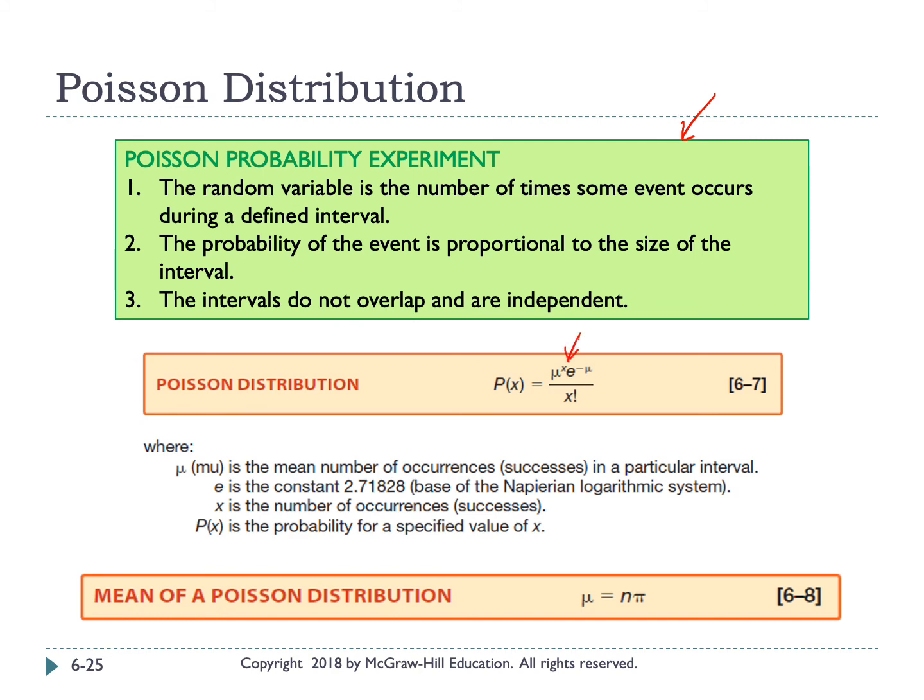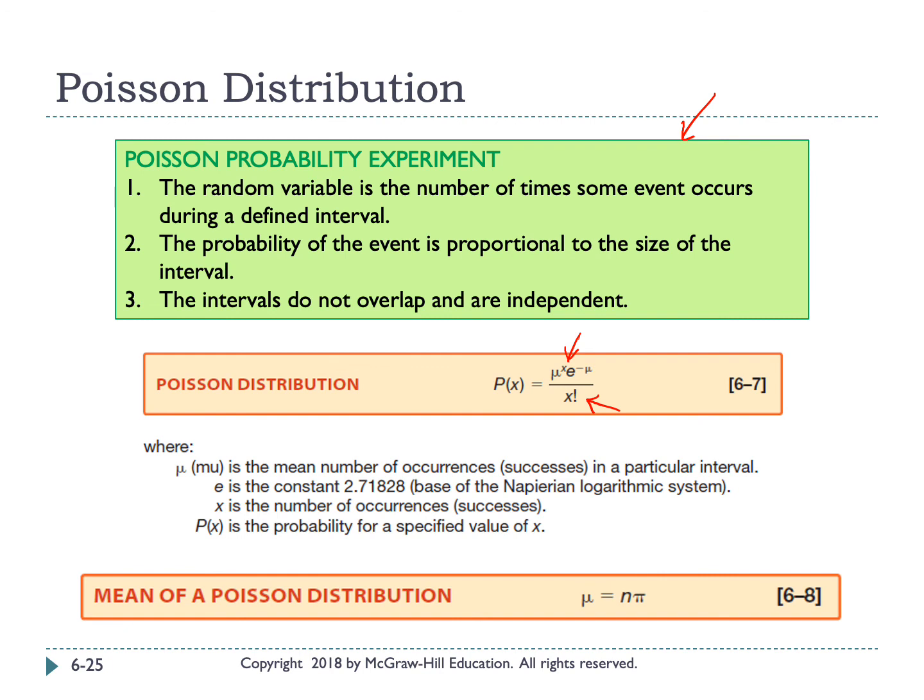So what is this x? X is just the number of successes, and then multiply with e. This e is actually available in your calculator, into the power of minus mu over x with the exclamation mark. And this exclamation mark is actually available in your calculator as well.